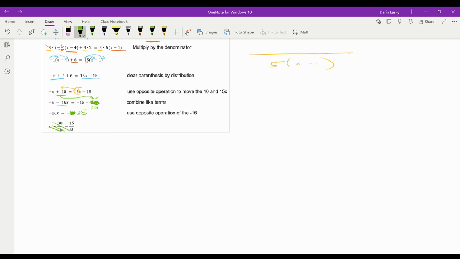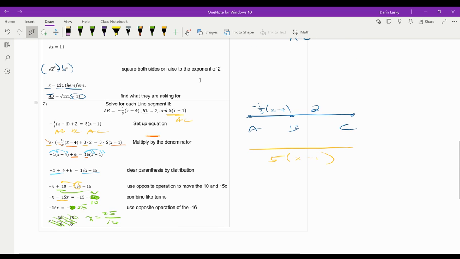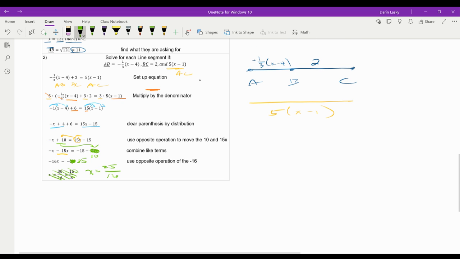So let's cross this out because that cannot be the answer. Divide both sides by negative 16 and x is equal to 25 over 16. Okay? So that's my answer. I would plug this back in. At this point, you can use your calculator if you want. I would plug these back into the original here.